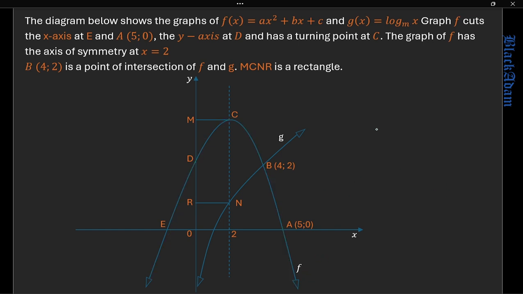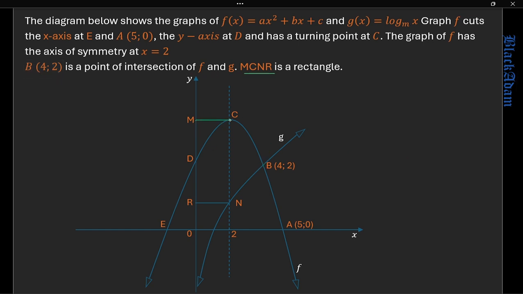We're looking at the quadratic function, that's f, and the logarithmic function, that's g. Then we have points A and E, which are the x-intercepts, and the y-intercept at D. The turning point is at C, which has a value of 2. And then we also have B, which is (4, 2).